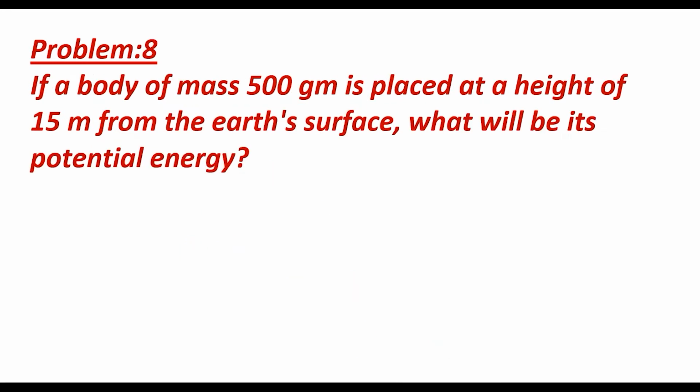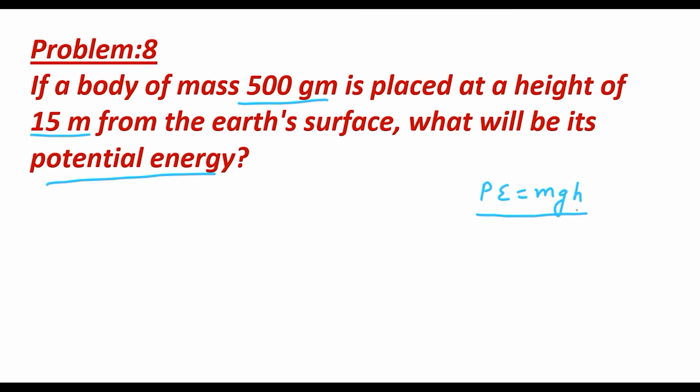Let us look at the next problem, problem 8. In this problem, a body of mass, so mass is given, is placed at the height given 50 meter from the earth's surface. What will be its potential energy? So we know that potential energy equal to mgh. Potential energy equal to mgh. When a body is in the case of position or height, then it possesses potential energy.